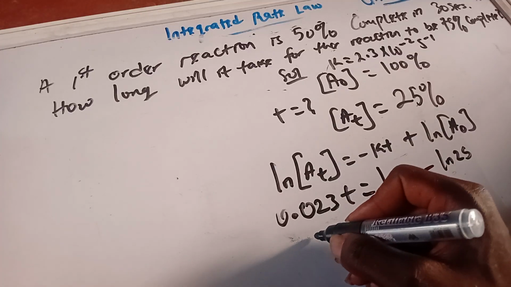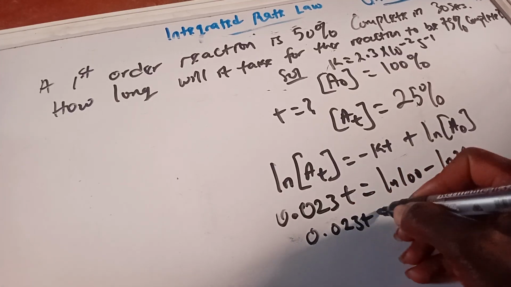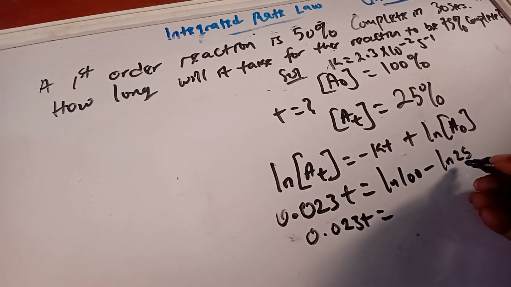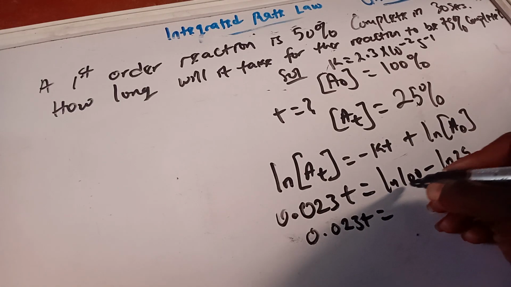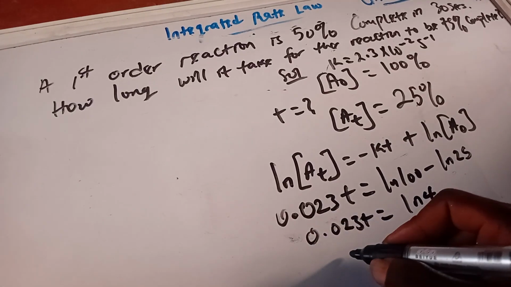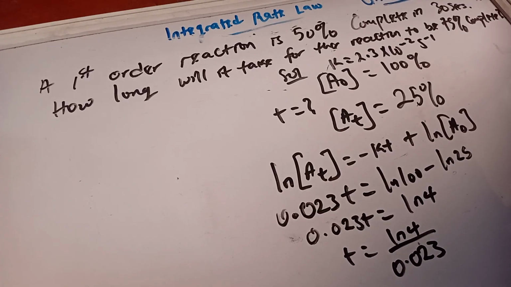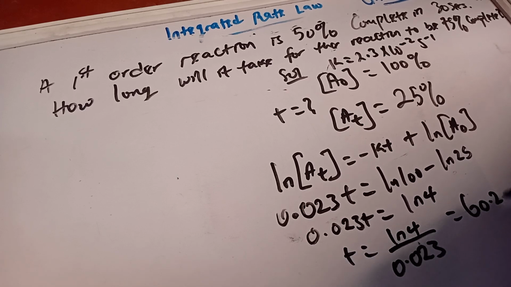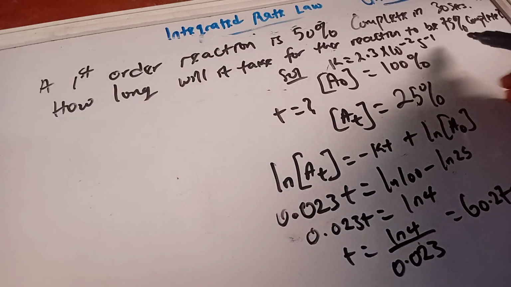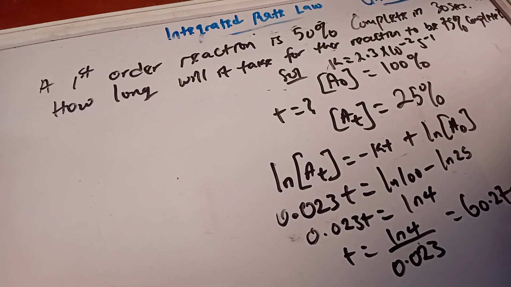So 0.023t equals ln of 100 over 25. Ln A minus ln B is ln A over B, so this will give us ln 4, right? So t equals ln 4 divided by 0.023, which is 60.27 seconds. So at time 60.27 seconds, it will be 75% complete, which means the concentration at that time will be 25%. That is 25% incomplete.